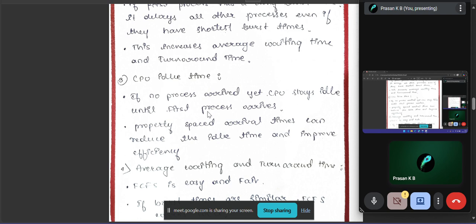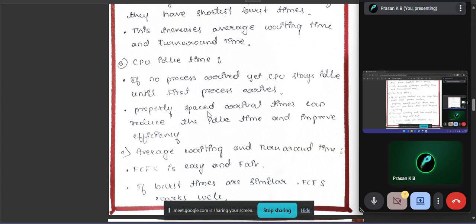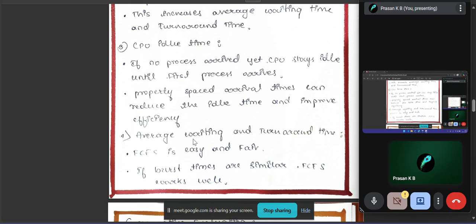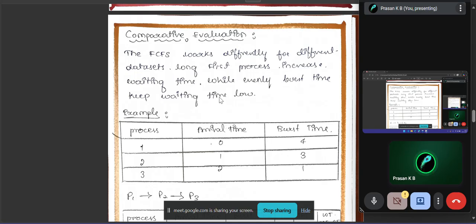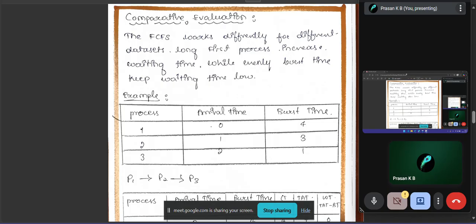CPU idle time: if no process has arrived, the CPU stays idle until the first process arrives. Properly spaced arrival times can reduce the idle time and improve efficiency. Average waiting time and turnaround time: FCFS is easy and fair. If burst times are similar, FCFS works well. Next, we will move on to the comparative evaluations.